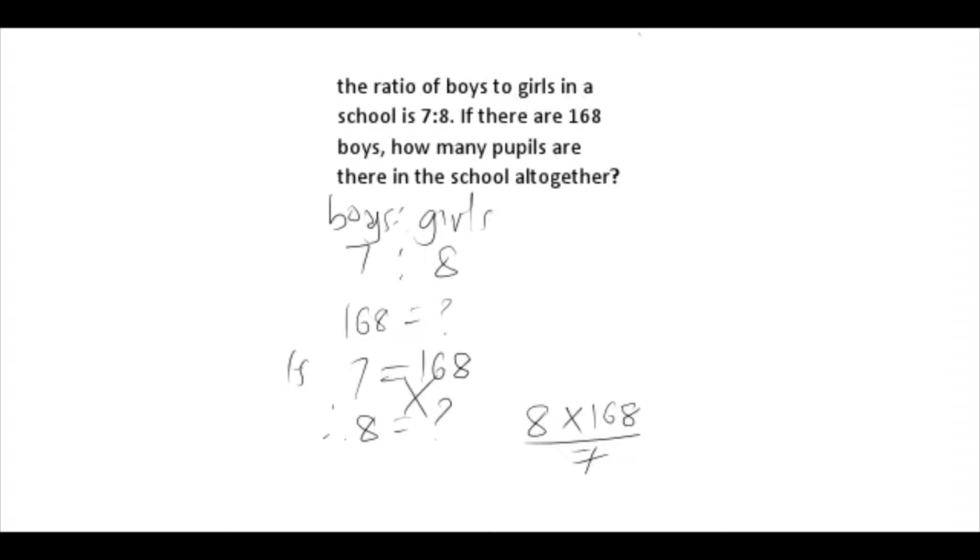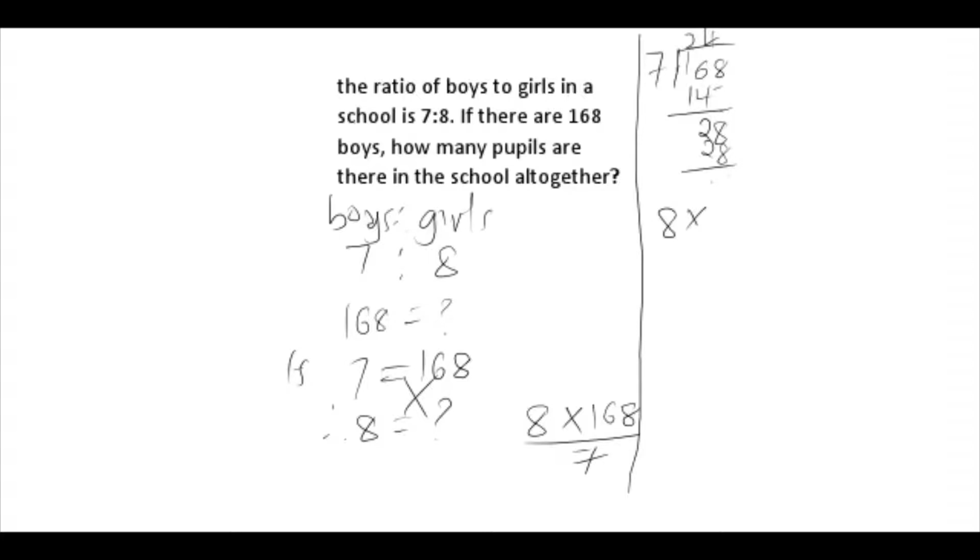168 divided by 7. So 2 times 7 is 14. 16 minus 14 is 2, so we have 28. So 4 times 7 gives us 28. So we have 24. So 8 times 24, that is 168 divided by 7 is 24.